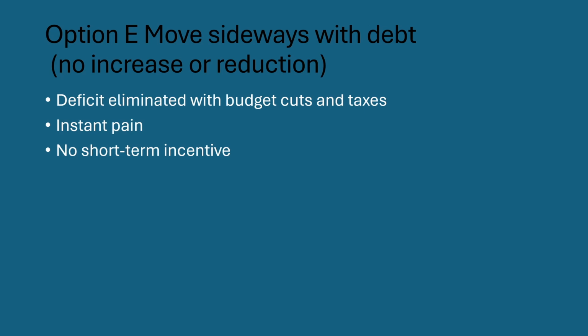Option E, moving sideways. You could do this, although government deficits are so out of control. And we can talk in another video about why that is when we start thinking about deficits in terms of corruption. But we don't see this happening, and we don't see the pain that this is going to cause, because again, this will require tax increases and budget cuts, and so again, no short-term incentive, and we don't see this happening.